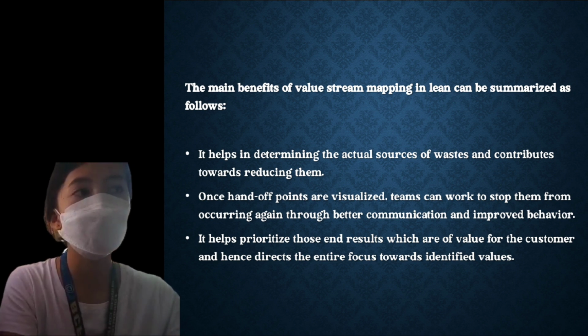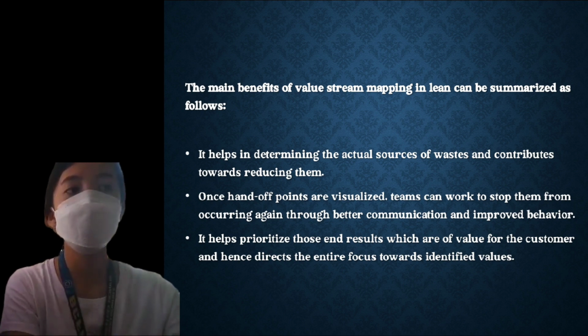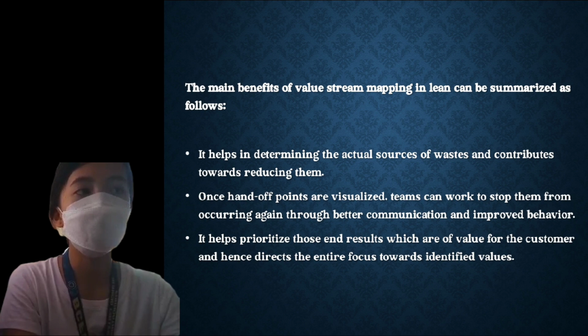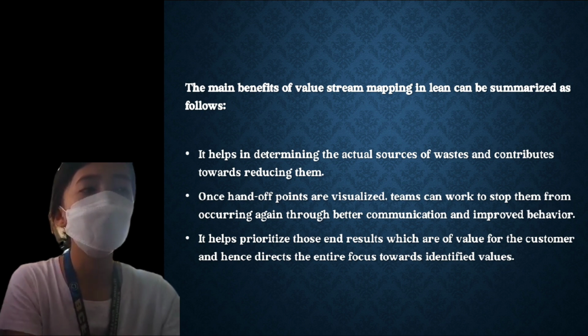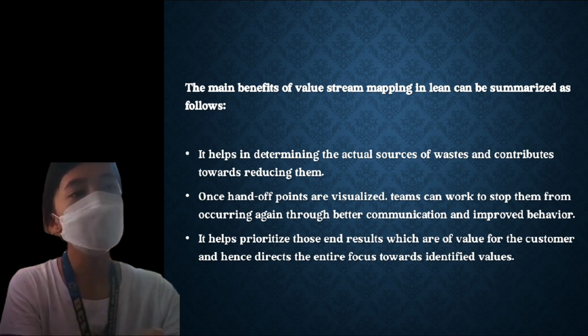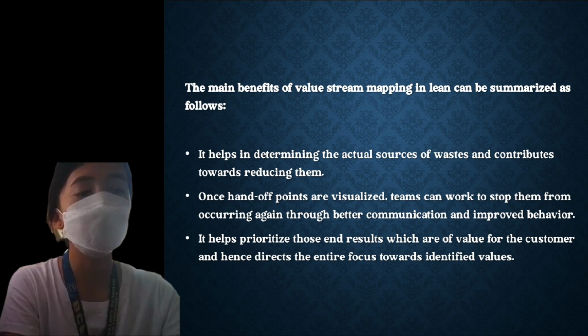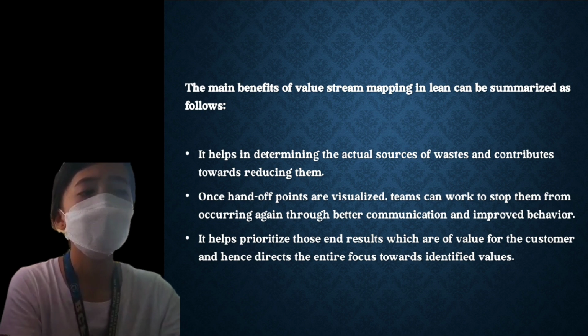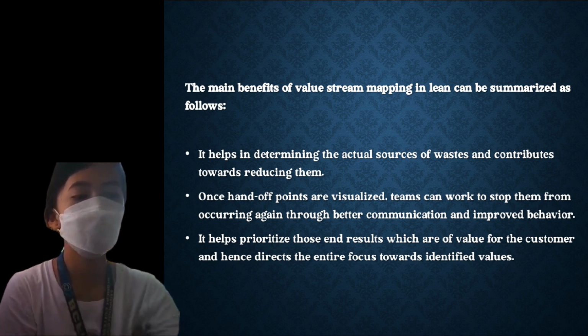The main benefits of value stream mapping in Lean can be summarized as follows. First, it helps in determining the actual resources and ways of reducing them. Next, once hand-off points are visualized, teams can work to stop them from occurring again through better communication and improved behavior. And lastly, it helps prioritize those end results which are of value for the customers and hence directs the entire focus towards the identified values.